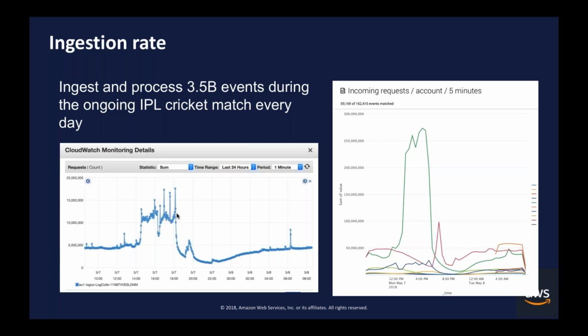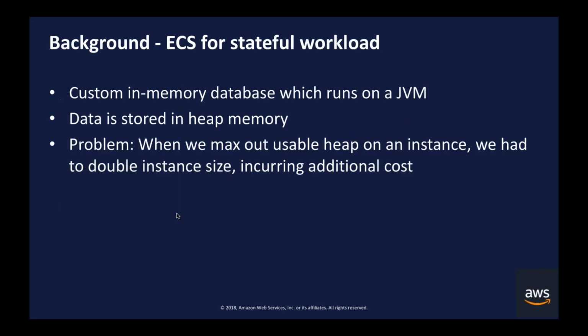On the right side, what you can see is traffic broken down by customers. So obviously the green is the customer with the IPL match, but there's also this red customer who shows up and he just does something out of the blue, and that causes this traffic, which is going down, to simply spike up.